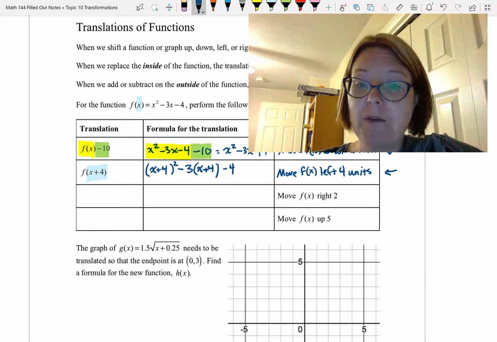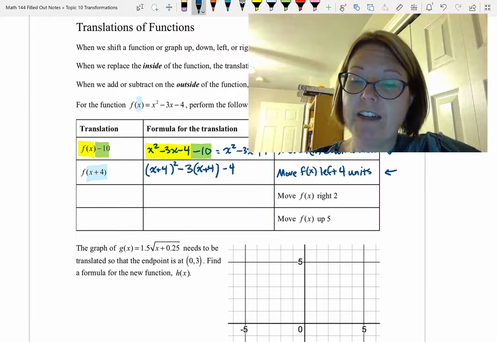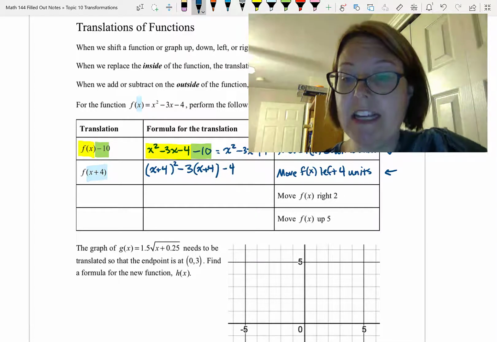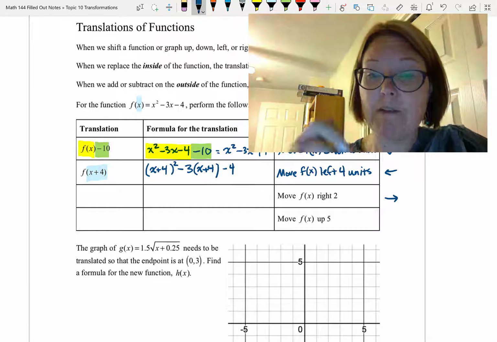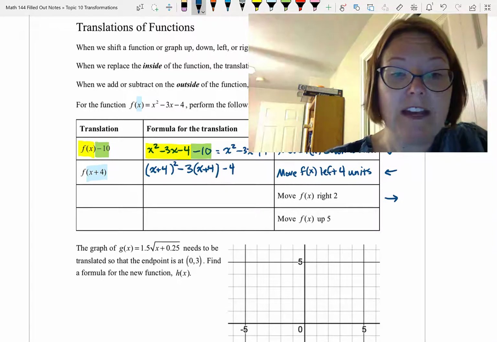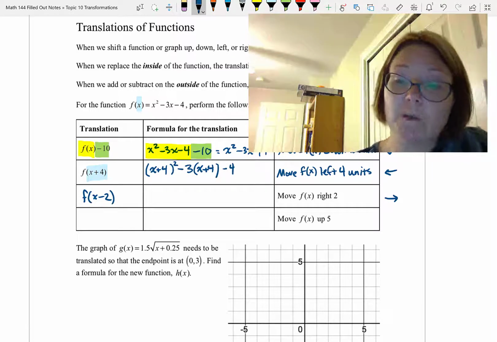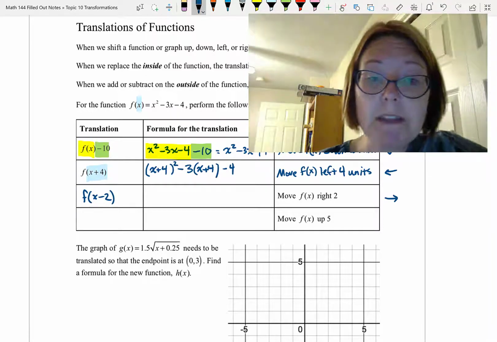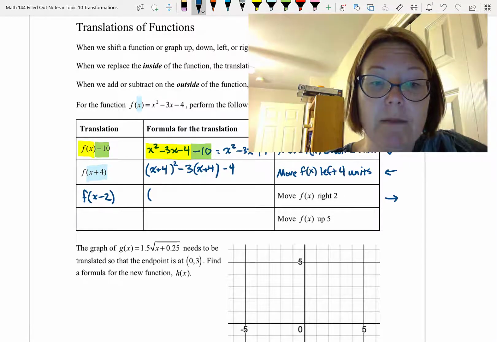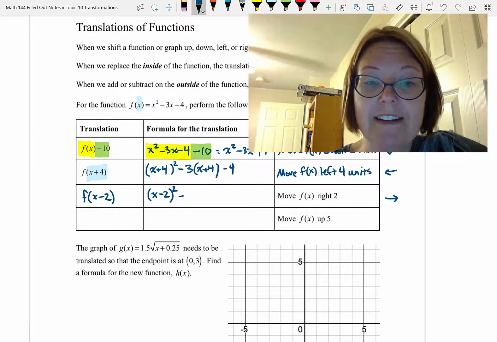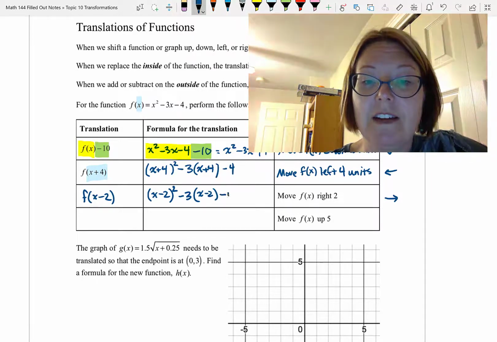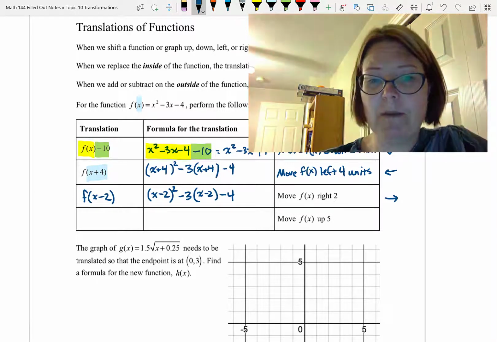Now we're going to do this backwards. So if I wanted to move f of x to the right 2 units, I would need to move it horizontally, which means it's got to be a replacement, an inside move. And instead of f of x, I would want to have f of x minus 2. That would move the graph to the right 2 units. What would that formula look like? It would be in parentheses, x minus 2, and then outside the parentheses we'll square it, minus 3 times a set of parentheses holding x minus 2, and then minus 4. Very similar to the one above.